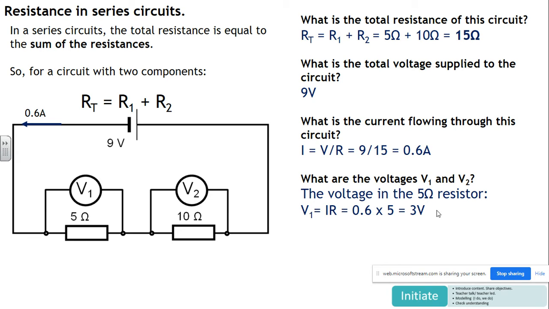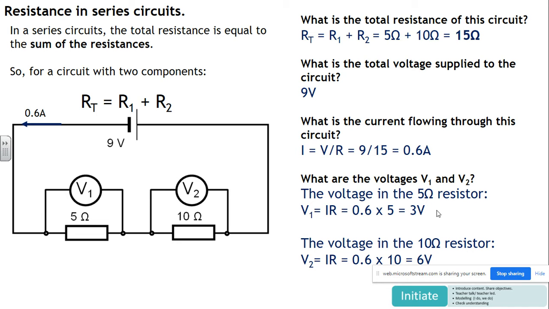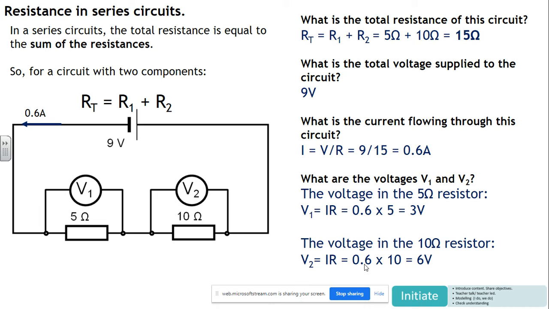I can do the same thing again for the second resistor. I know that the second resistor has 0.6 amps going through it, and it's a 10 ohm resistor. Okay, and that works out to be 6 volts. Now look, if that's 6 volts and that's 3 volts, if we add those together, what does it equal?